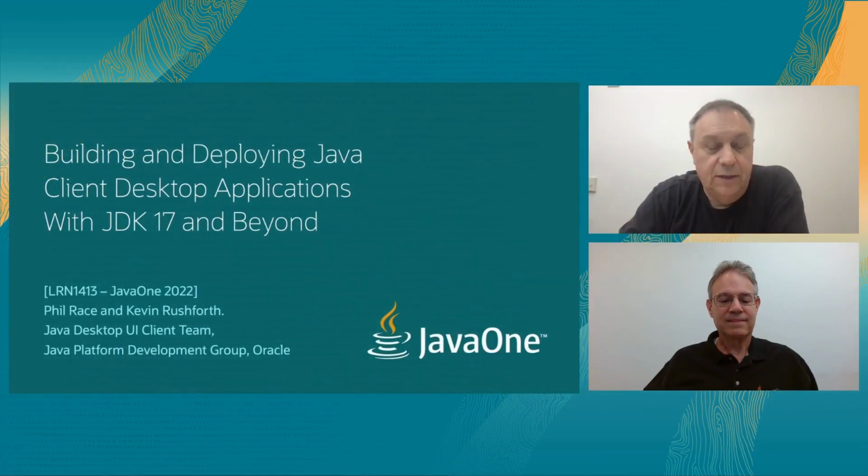Hello, I'm Phil Race from the Java Client desktop team, and with me today is Kevin Rushforth, and we both work in the Oracle JDK development group, and we're going to be talking to you today about how you would build and deploy Java desktop client applications using the latest versions of JDK 17 and beyond.